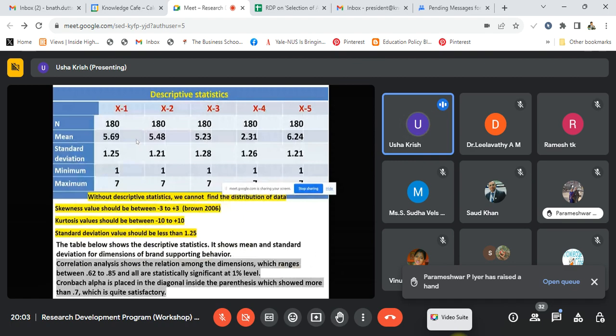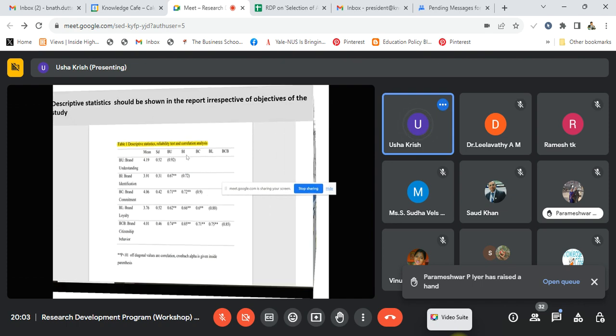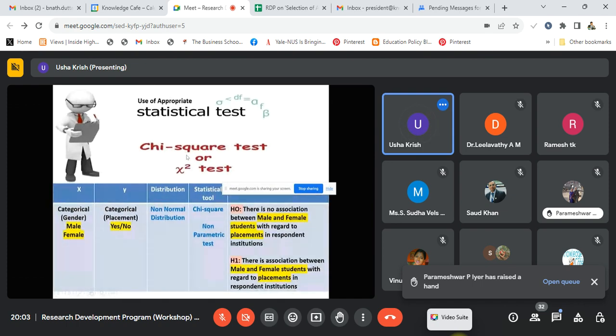Now, the next one. In this slide, you can see the details of descriptive statistics presented in one of the articles. I will move to the next one. Now, we are going to spend more time on this topic, that is, use of appropriate statistical tools.